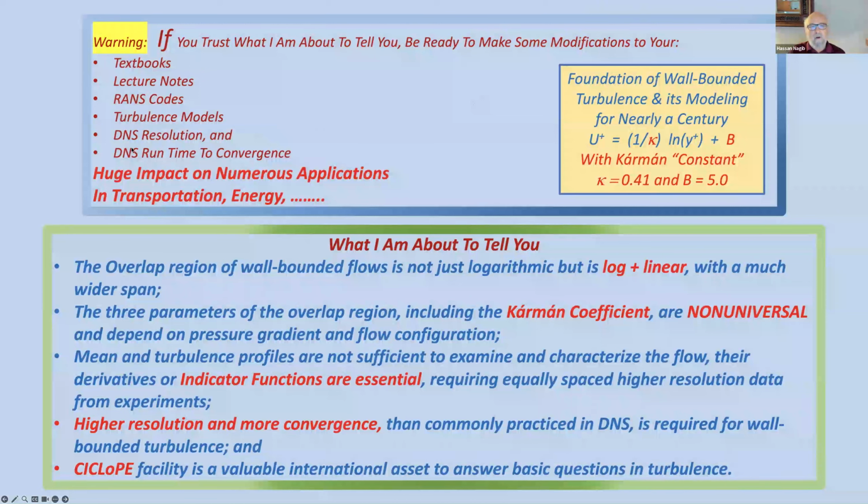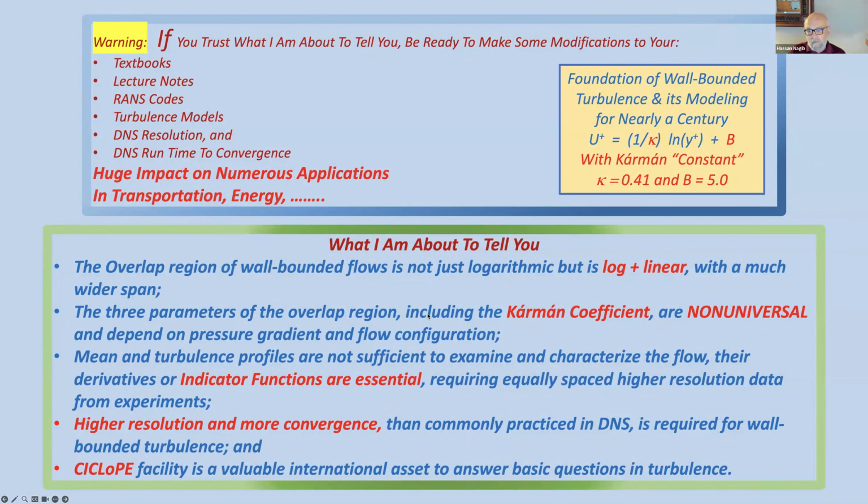I will also talk a bit about DNS resolution and time conversion. That came out as part of the work. So I'm going to tell you now what I'm going to tell you, just so that you can watch for it. It turns out that the log layer is not the correct overlap, but there is an additional term, a linear term, which makes the layer much wider. Remember, I told you in the last figure that it was very small when it's only the log.